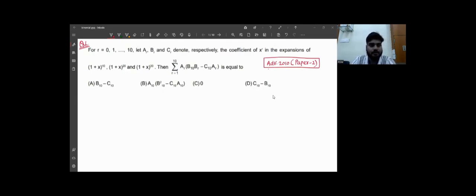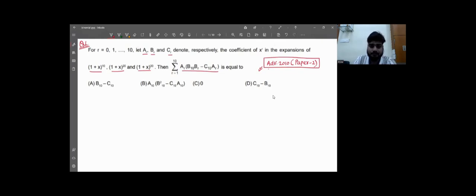This session is based on IIT-JEE Advanced PYQs on binomial theorem. This is question number 1, from Advanced 2010, Paper 2. Let r = 0 to 10. Let A_r, B_r and C_r denote respectively the coefficient of x^r in the expansion of (1+x)^10, (1+x)^20 and (1+x)^30. Then the summation of r = 1 to 10 of A_r(B_10 A_r − C_10 A_r) is equal to.